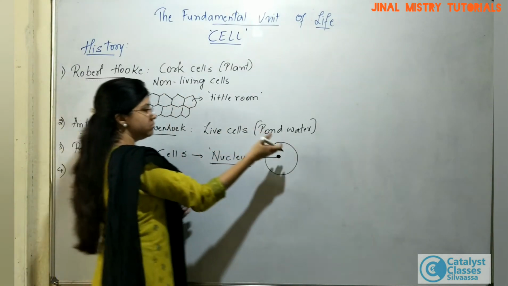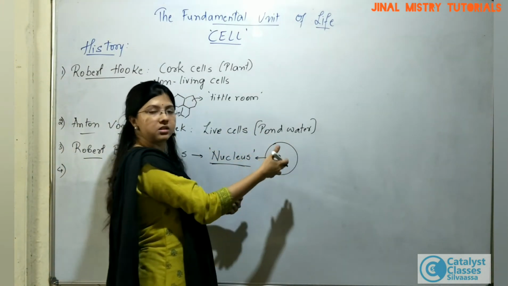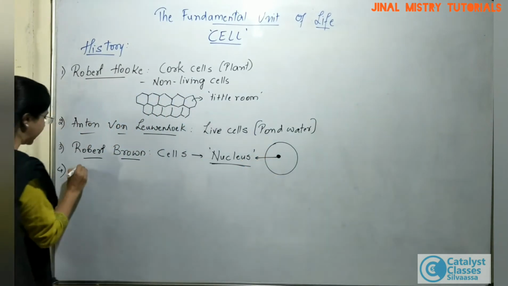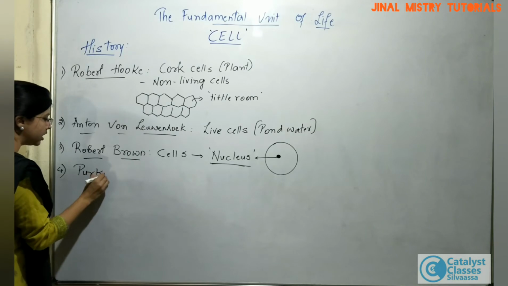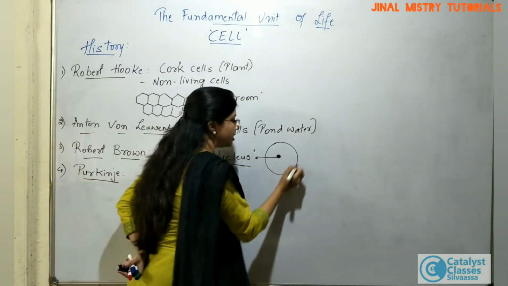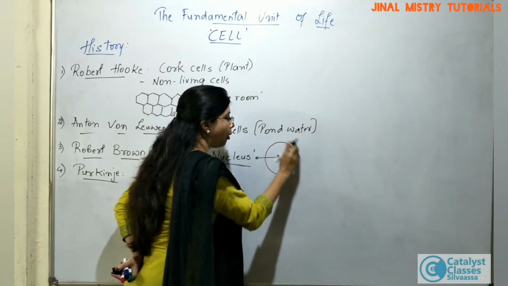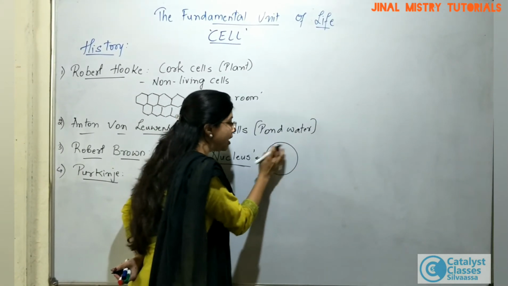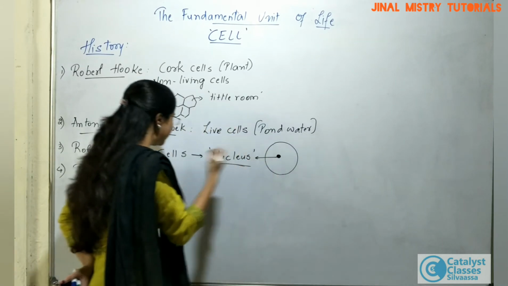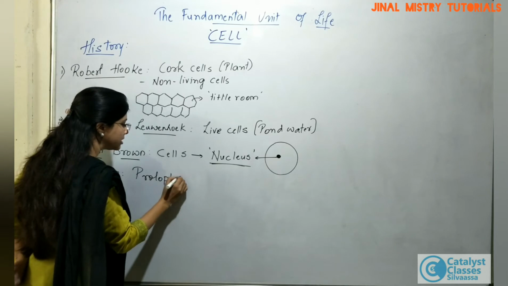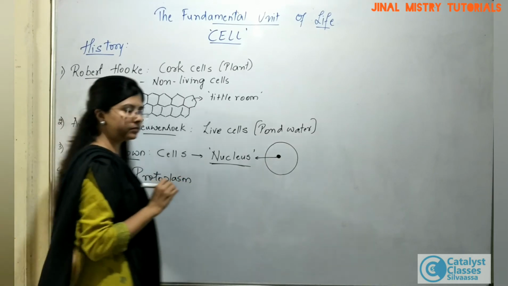Cell was known, nucleus was known. Now, what is exactly present inside this cell was then discovered by another scientist called Purkinje. Purkinje told that between the boundary which is forming the cell and the nucleus which is present inside it, there is a fluid present, and that fluid was named protoplasm by Purkinje.